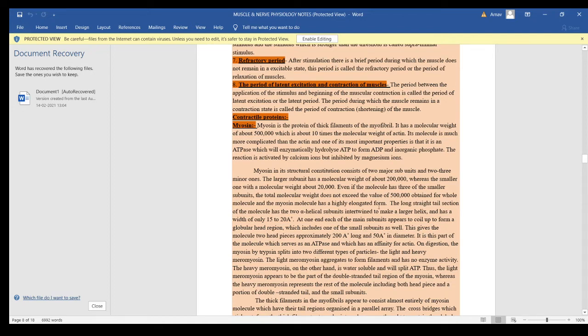Now this myosin has a highly elongated form, and it shows a long elongated tail region with a globular head region. Globular means rounded, and the long straight tail is also present. The long straight tail section of the molecule has two alpha helical subunits. In the center you will observe the globular head region, and on the right and left side of it are the two alpha helical subunits, which are intertwined to make a larger helix, with a width of only 15 to 20 Angstrom.